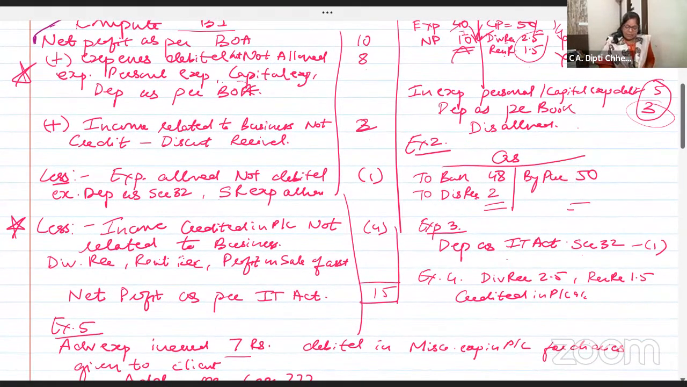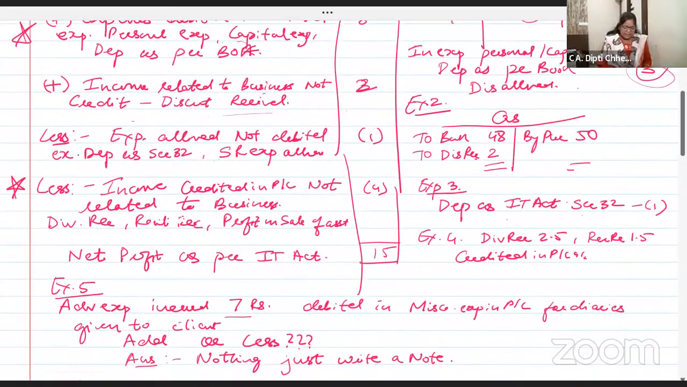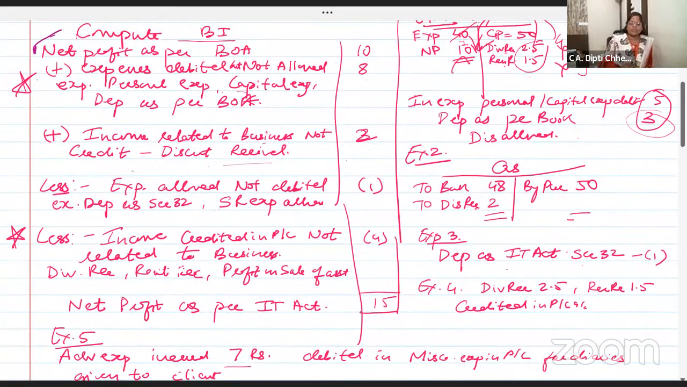Yes. Income related to business not credited. If there is some income like discount received, I have sold a purchased goods 50, paid 48, 2 rupees I'm not going to pay. So shall I transfer it? So income related to business, if they have not taken, take it. Now, expenses which are allowed but they have not taken, like scientific research, depreciation as per the books of accounts, of course it is allowed, but they have not taken. So now if you take, what's the impact on profit? Profit will reduce.